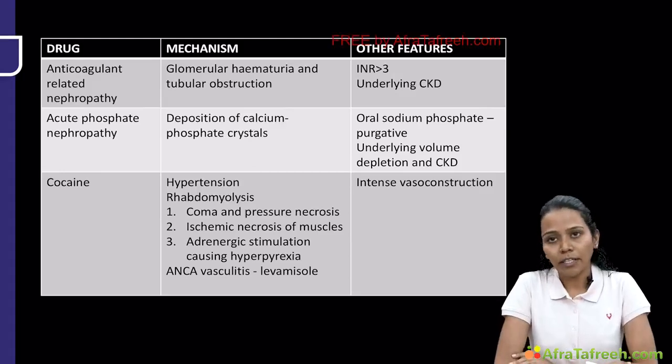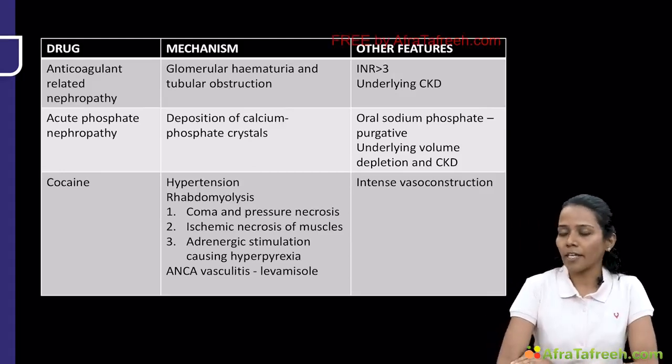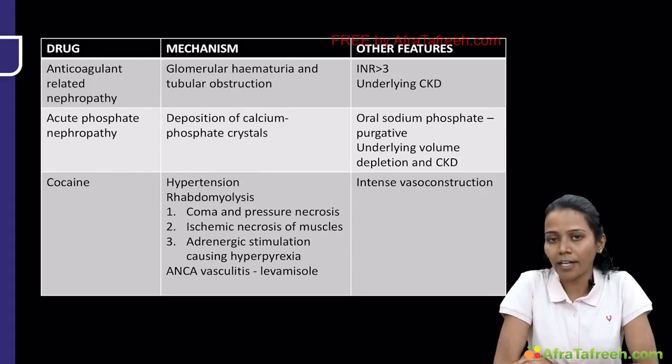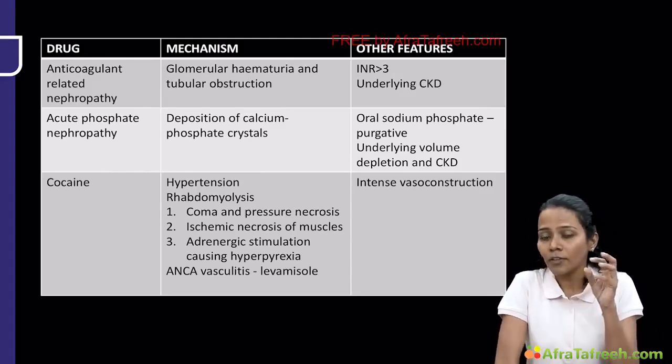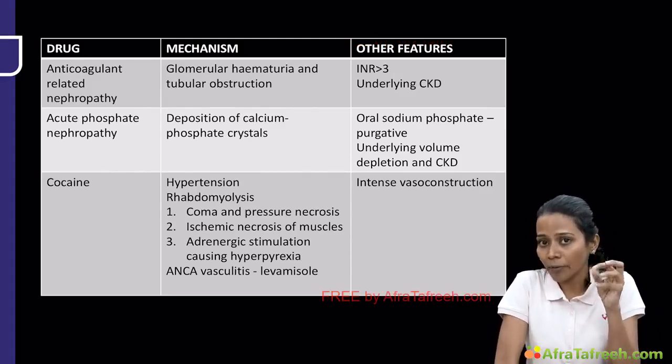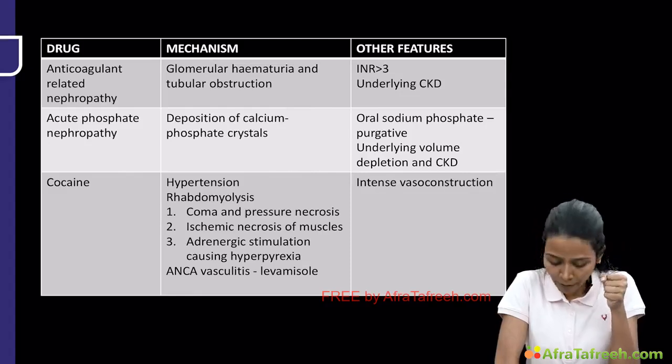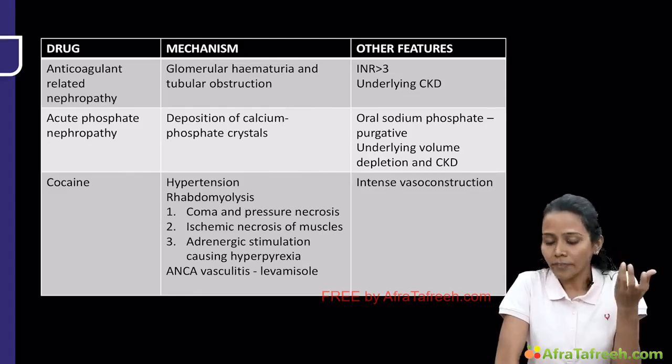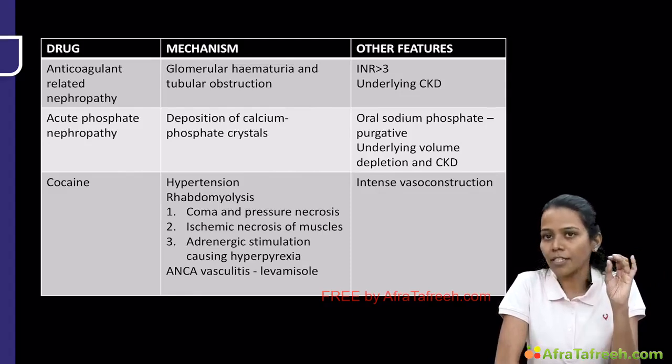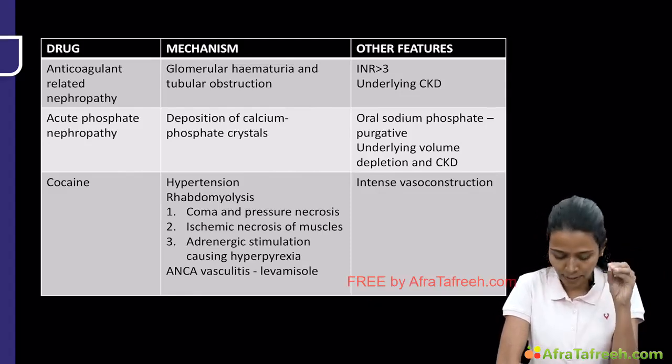Now next is anticoagulant-induced nephropathy. This happens when an anticoagulant like warfarin is given and INR is more than 3. There is going to be bleeding, that is glomerular hematuria. So these RBCs come and obstruct the tubule. Okay. So that will cause anticoagulant nephropathy. This generally happens in patients with underlying CKD.